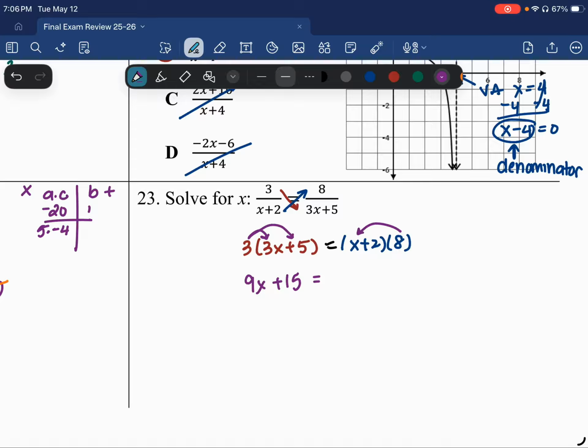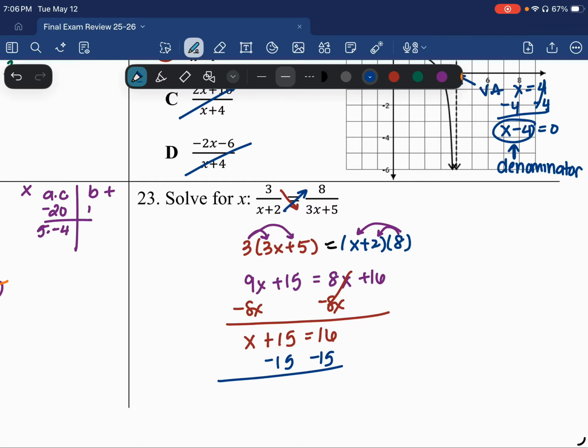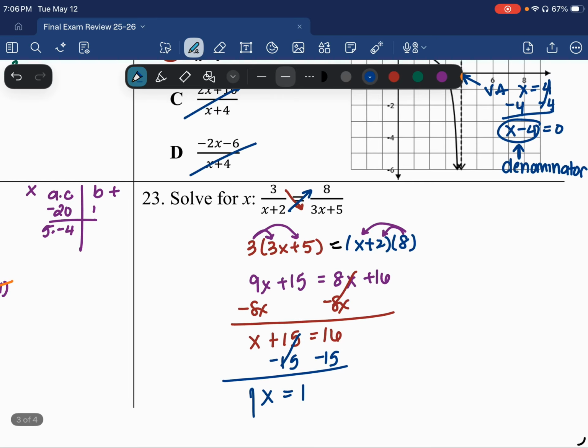And then you can distribute backwards using the 8 first instead of the x plus 2. Move your x's to one side with addition or subtraction. So we're going to subtract 8x from both sides. So we get x plus 15 is equal to 16. Move your constant to the other side with, again, addition or subtraction. And because there's no coefficient, x is equal to 1.